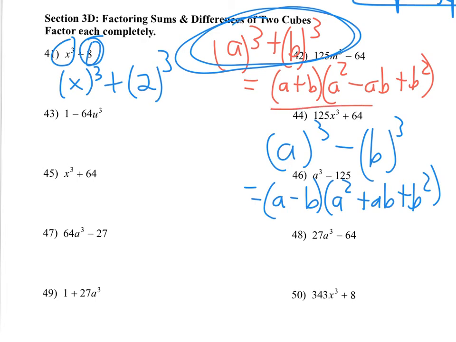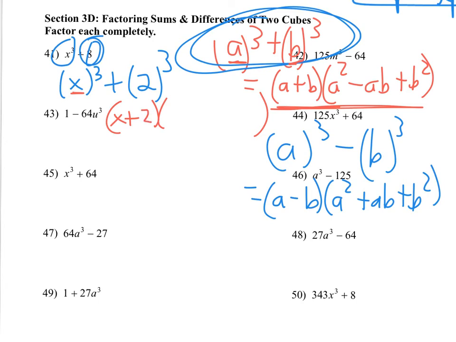So if I plug that in, I'm looking at this right now. It's going to be a binomial times a trinomial. And notice, a was what's inside the first thing. So this is the first thing, so that's x. And then it's plus b. Well, b is what's inside the second set of parentheses. So that is a 2 right there.